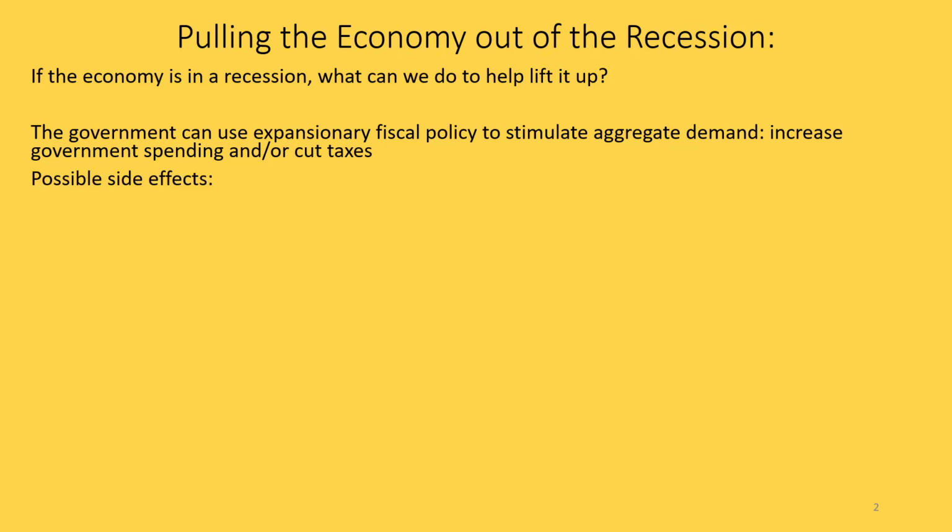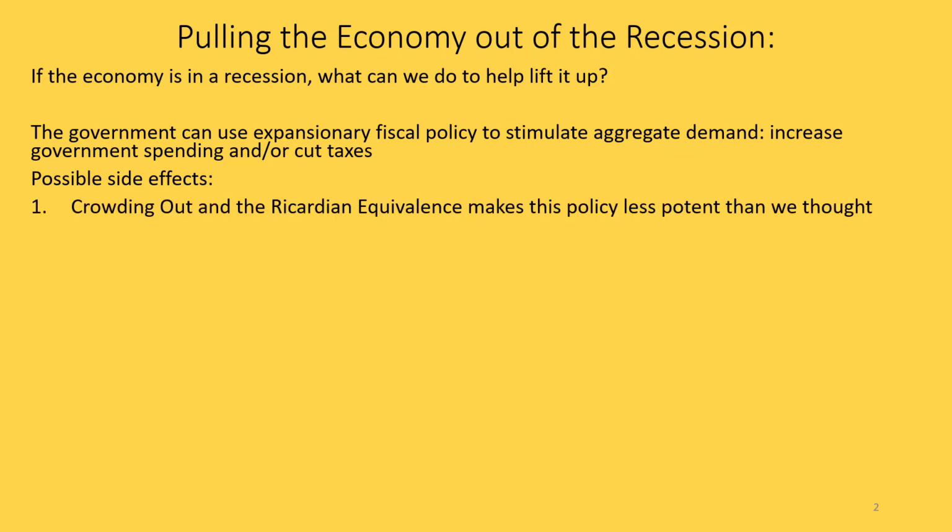And then in Chapter 12, we talked about some possible side effects of that expansionary fiscal policy, one of which is the idea of crowding out: the government is going to need to borrow more money in order to finance this increase in spending while cutting taxes at the same time. That increased government borrowing is going to cause the demand for loanable funds to go up, which is going to increase interest rates and crowd out private spending. So if aggregate demand does increase, it won't increase by as much as we thought.